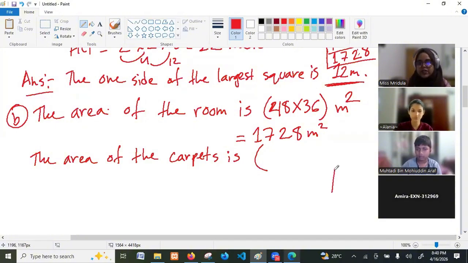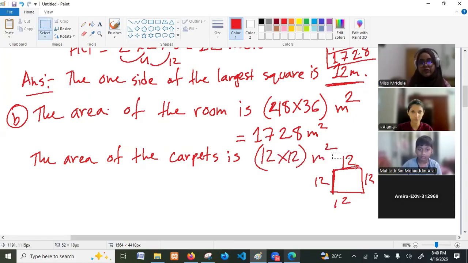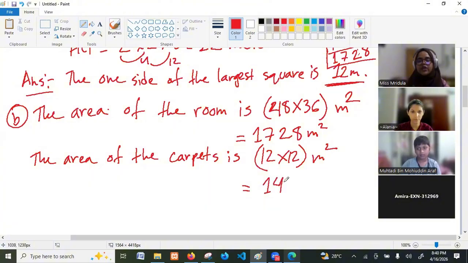So what's the area of the square? It's also length into breadth. That is 12 times 12, right? So 12 times 12 meters square. You have to have the idea of the geometry here. Otherwise, we cannot proceed. So 12 times 12 is what? Isn't it 144? So now we got the area of the room and we got the area of the carpet, didn't we? Mutadi, did we get the areas?